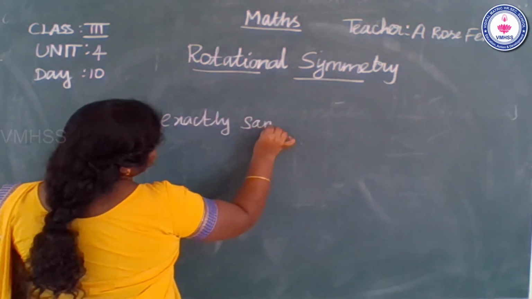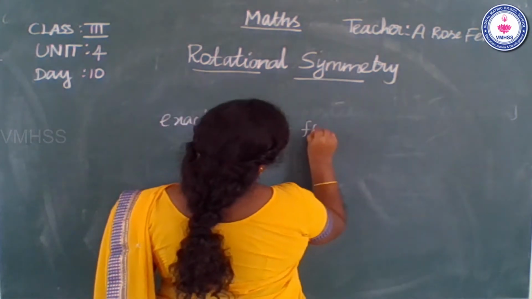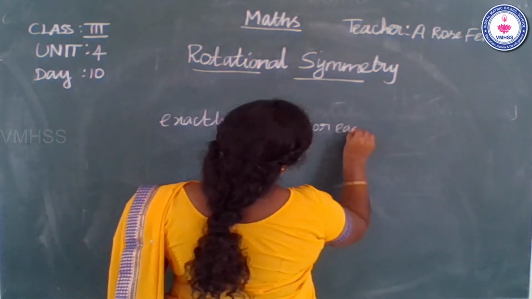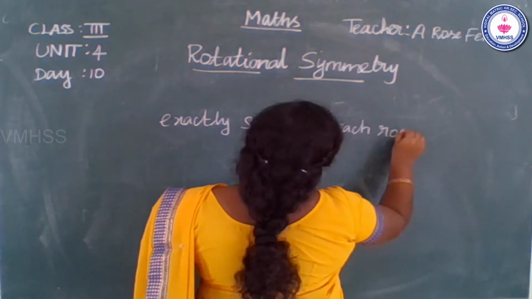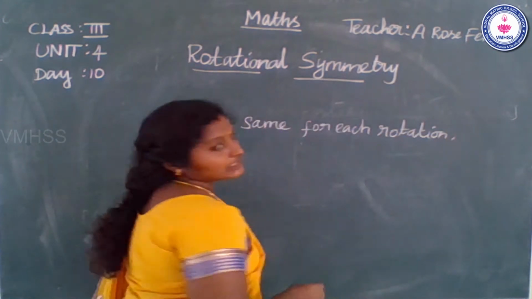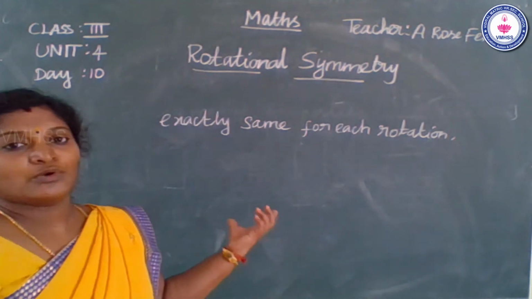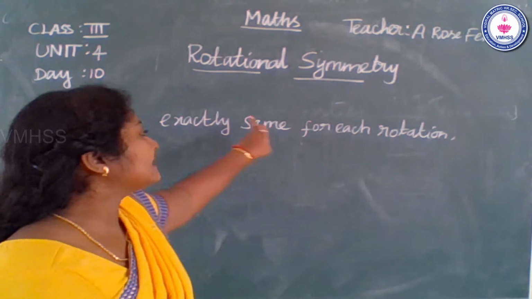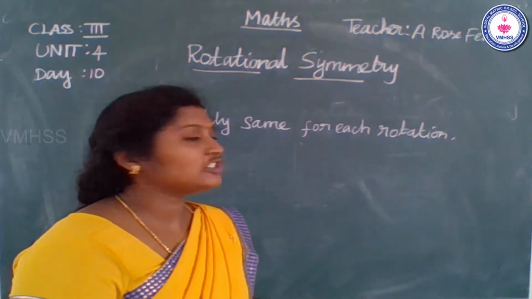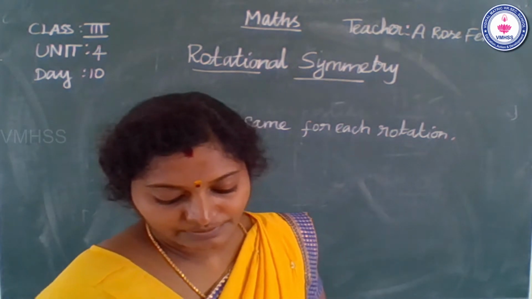Exactly the same for each rotation. So "same" is the main keyword. What is meant by rotational symmetry? Exactly the same for each rotation. See some examples.